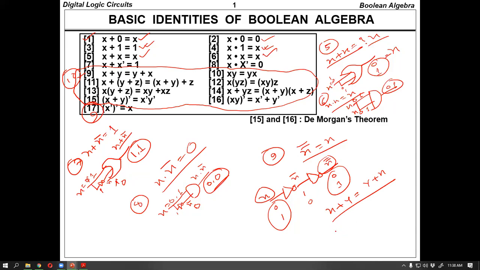This suppose x plus y. So this is the OR gate. Okay, this is the x and this y. So x plus y. And another, this is also the OR gate. This y and this is the x. So this is the y plus x. These are same. Now we check this truth table. Suppose now it is okay.